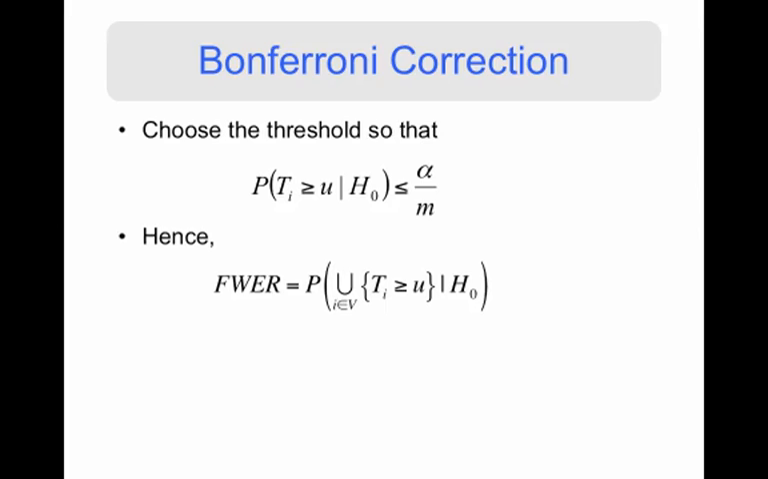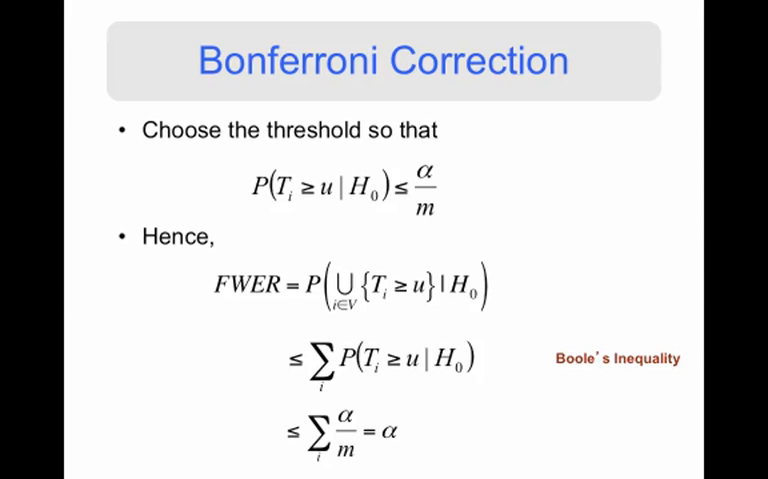According to this criterion, the family-wise error rate, which is the probability that any of these test statistics is above this threshold u under the null hypothesis, can be expressed according to Boole's inequality as being less than or equal to the sum of the probabilities of the individual test statistics being above this value u. Now this, according to the threshold, is less than or equal to the sum over all voxels of alpha divided by m, which is equal to alpha. So by using this Bonferroni correction, we're now controlling the family-wise error rate to be less than or equal to alpha, which is what we want to do.